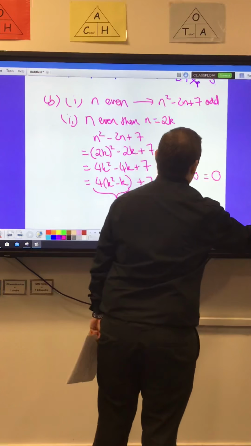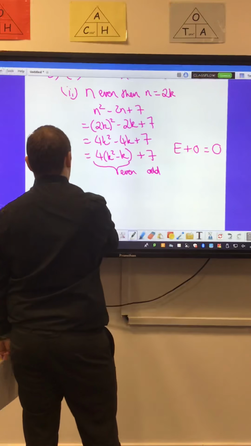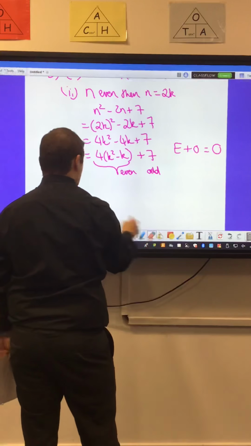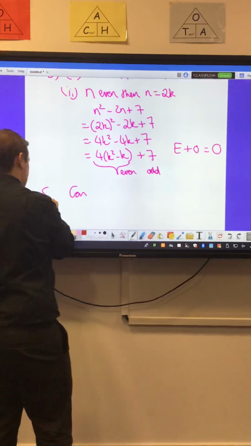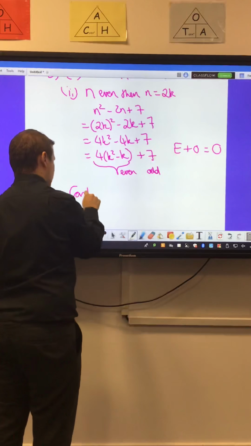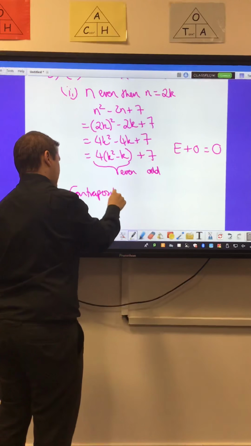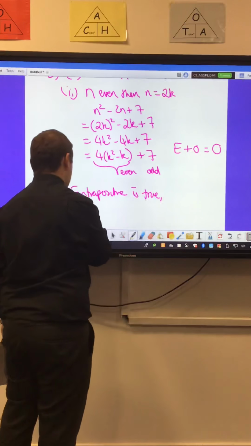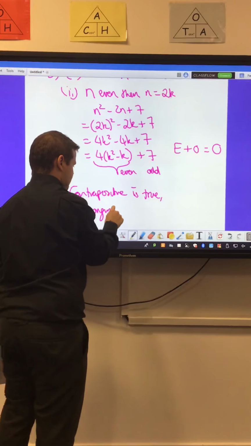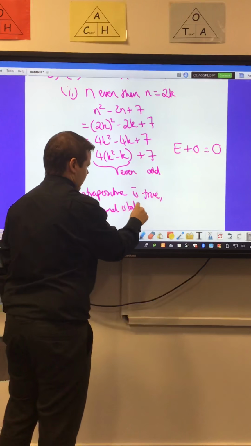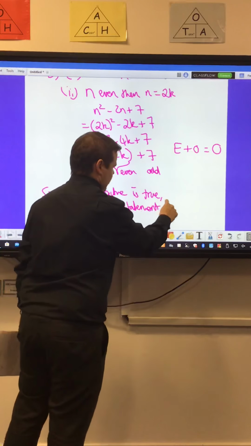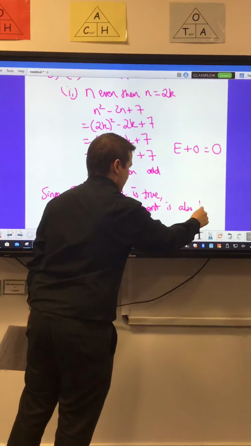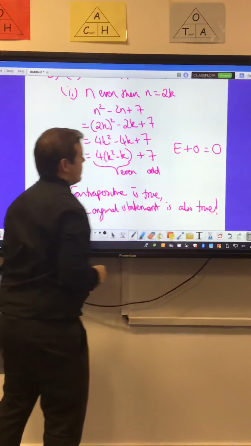But again, to get your full marks, you then say the contrapositive is true, so since the contrapositive is true, the original statement is also true. Okay.